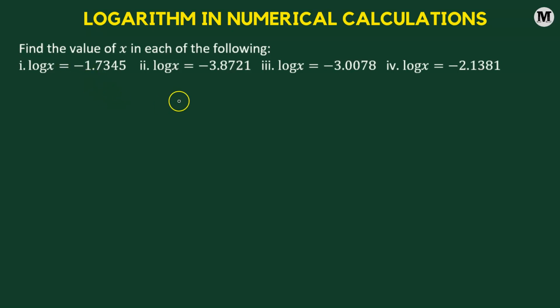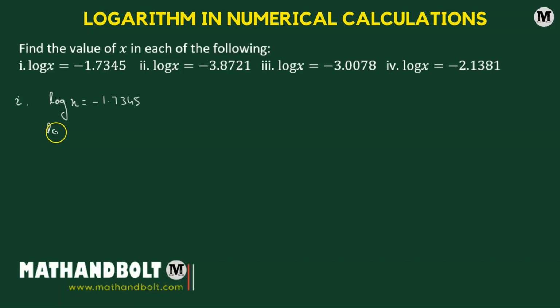Find the value of x in each of the following. Okay, let's begin with the first one. So here we have log of x equals negative 1.7345. Now the base of the logarithm is not mentioned here, so we'll assume that it's by default 10.